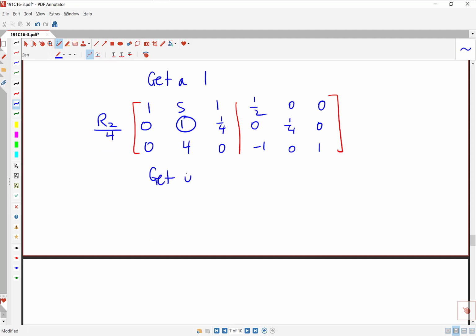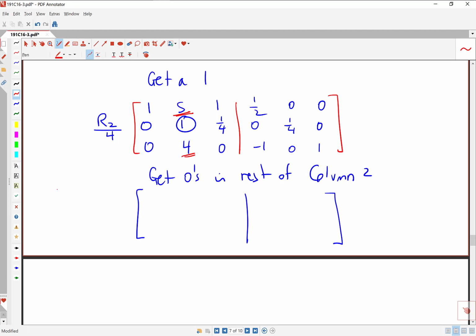We're going to get zeros in the rest of column 2. So this is where we're going to practice that more tricky operation where we go current row plus or minus some multiple of our pivot row. So what we're going to do is we're going to try to get rid of the 5 and the 4 at the same time. So you can get a couple of zeros within the same step. It just saves you from having to recopy your matrix over and over again.